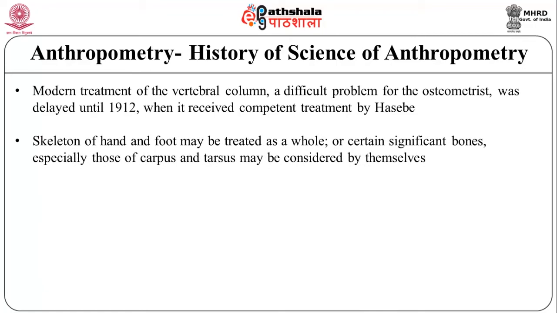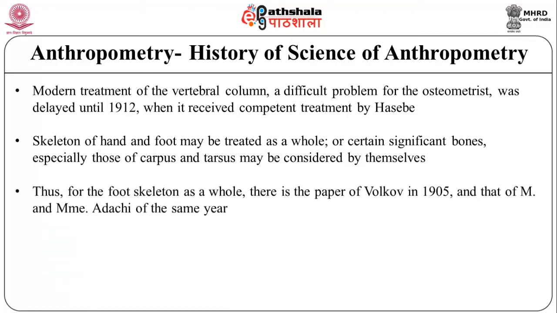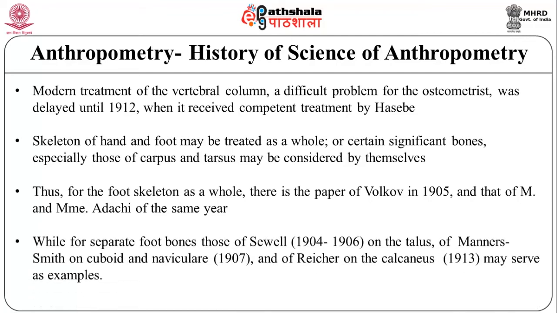The skeleton of hand and foot may be treated as a whole, or certain significant bones, especially those of carpus and tarsus, may be considered by themselves. Thus, for the foot skeleton as a whole, there is the paper of Volkov in 1905 and that of Adachi of the same year, while for separate foot bones those of Sewell on the talus, of Manners-Smith on cuboid and navicular bones, and a researcher on the calcaneus in 1913 may serve as an example.